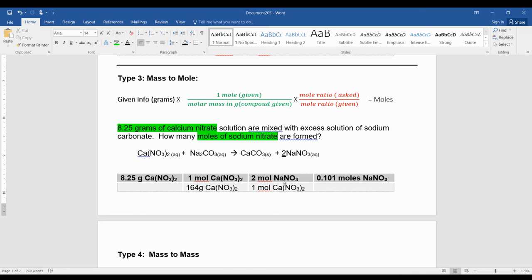The next step is your mole ratio. The mole ratio comes from the balanced reaction. So we are finding the information for sodium nitrate. So it's 2 moles of sodium nitrate over 1 mole of calcium nitrate. Again, the same kind of calculation. You're going to multiply all across the top, divide by the bottom. So 8.25 times 2 divided by 164. I get 0.101 moles sodium nitrate.